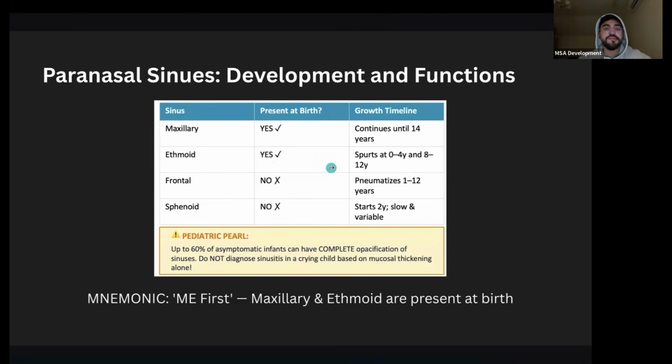Now, paranasal sinuses, development and functions. So again, the 2 sinuses present at birth are going to be maxillary and ethmoid. Frontal and sphenoid are not present. The frontal usually takes 1 to 12 years. Sphenoid starts to be there within 2 years.